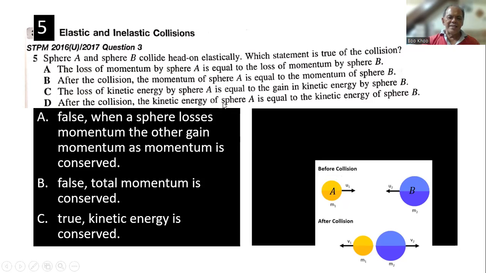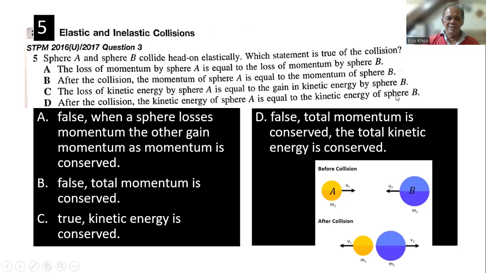After collision, the kinetic energy of sphere A is equal to the kinetic energy of sphere B. False. Total momentum is conserved. Total kinetic energy is conserved. That means the total kinetic energy of A and B before and the total kinetic energy of A and B after are the same. Not just A and B individually. That's all. Answer is C.